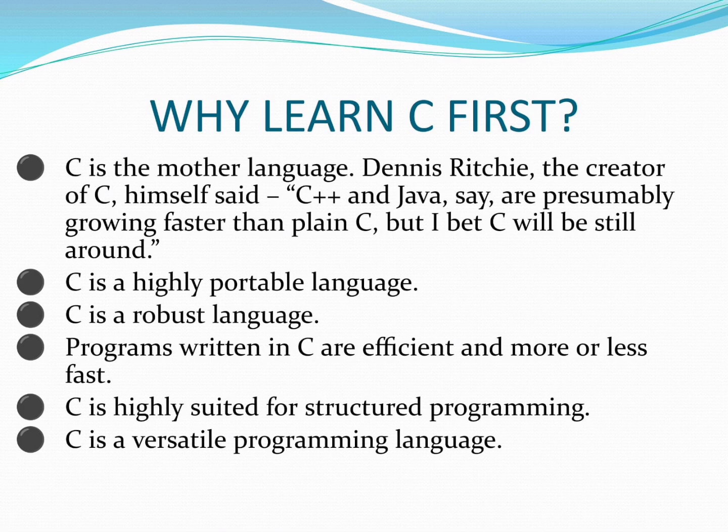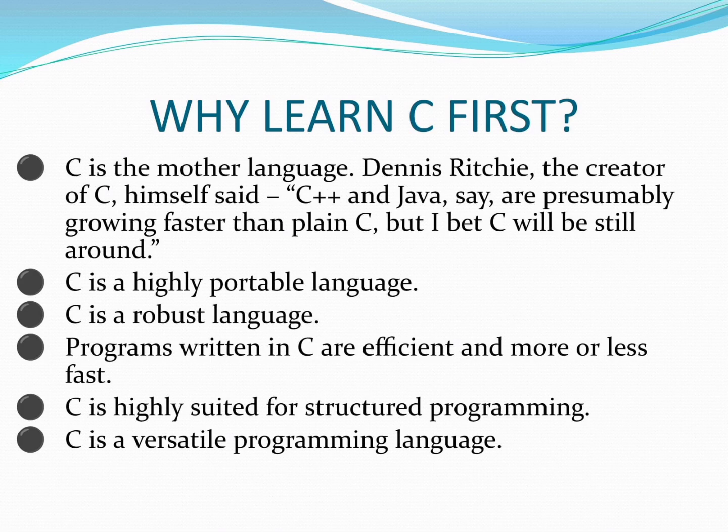Next, programs written in C are efficient and more or less fast. Now, you might ask that how are C programs fast? The Python and Java programs are so much faster, right? But actually, if you write the code properly and understand the logic properly, then obviously you can write the code in a much faster way. And so that's why I have written that C programs are more or less fast. That is, it might not be as fast as Python or Java, but still more or less fast, right?